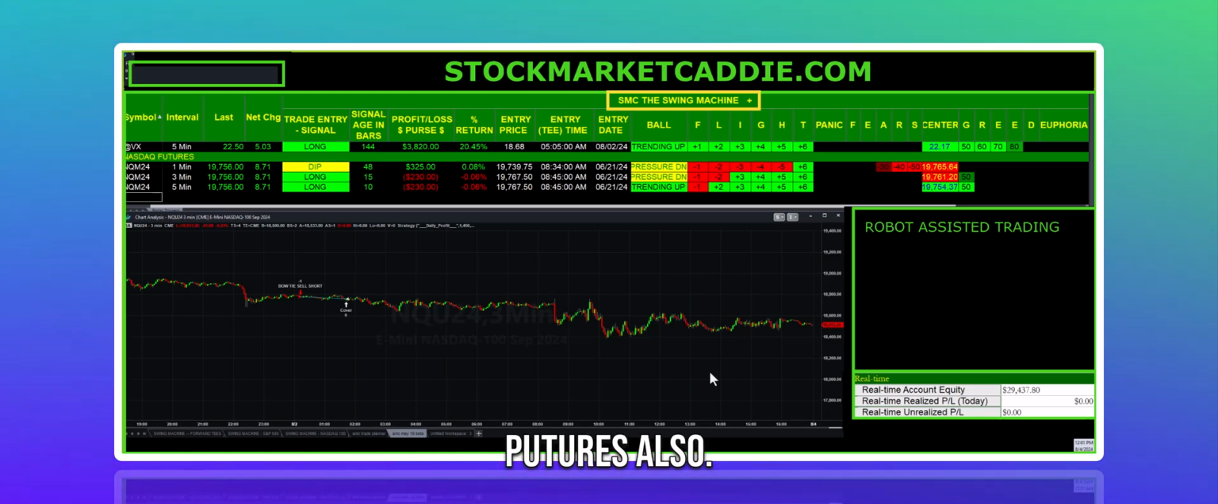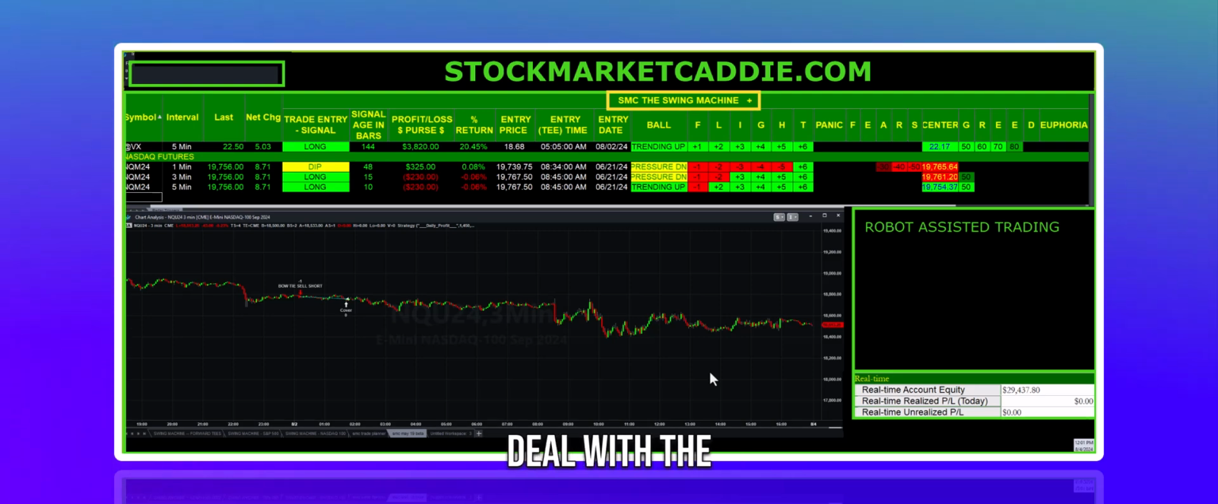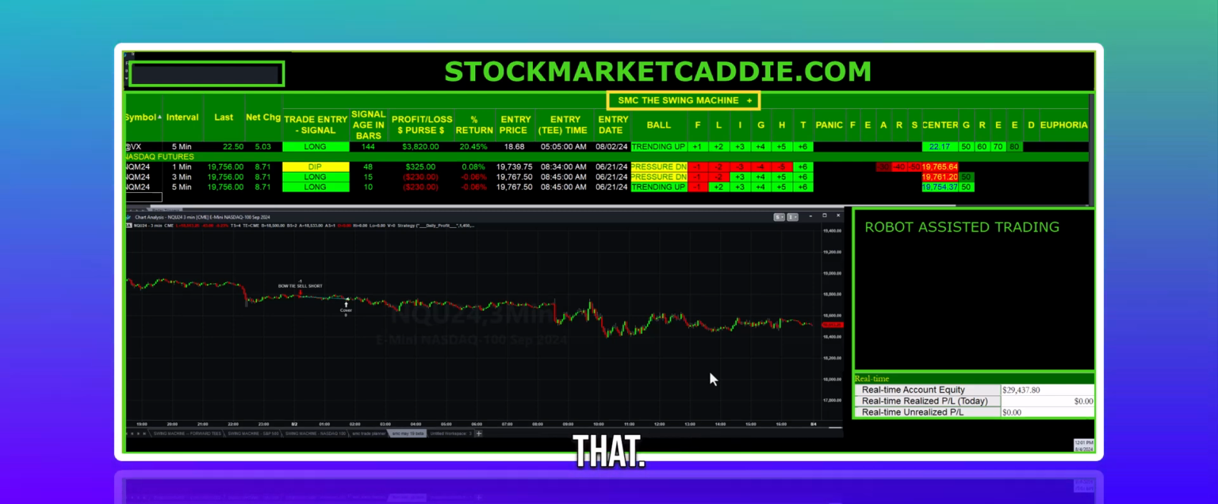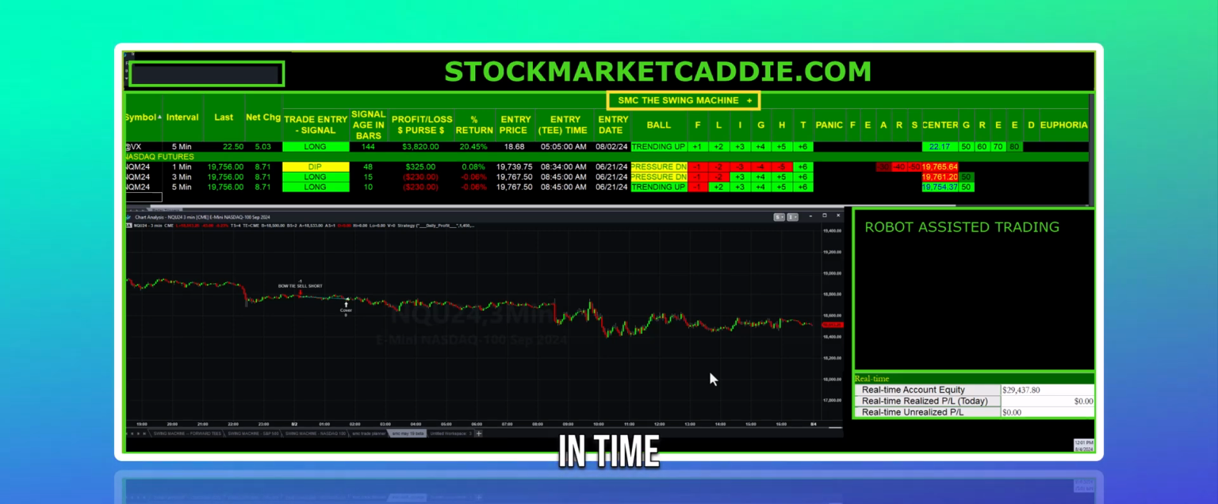Although we like to trade options, which we do when we go out overnight, 30 to 45 days, when we trade futures, we don't have to deal with the Greeks: time decay, implied volatility, and all of that. We do deal with that when we have to go out further in time.